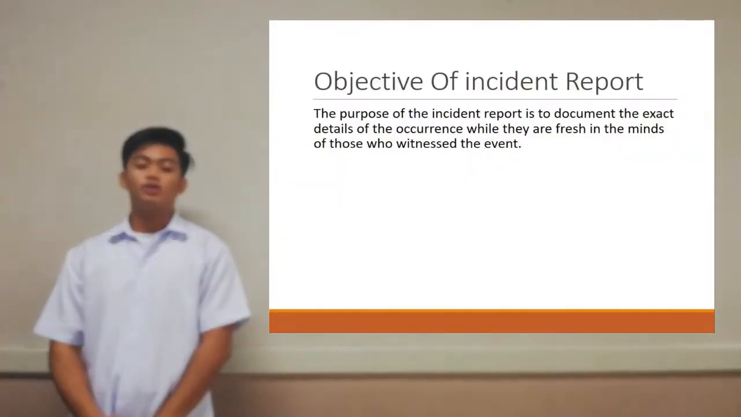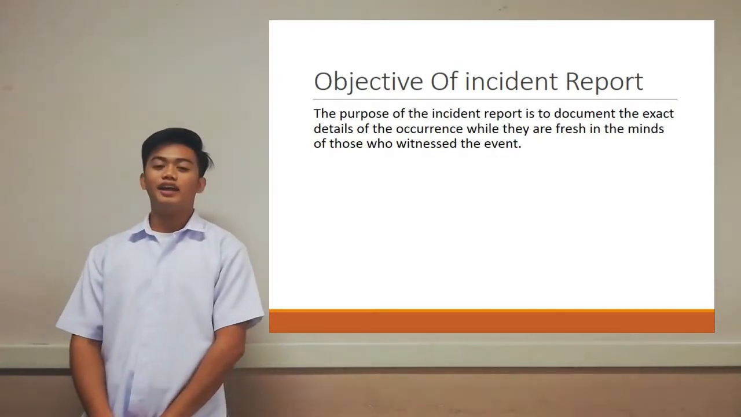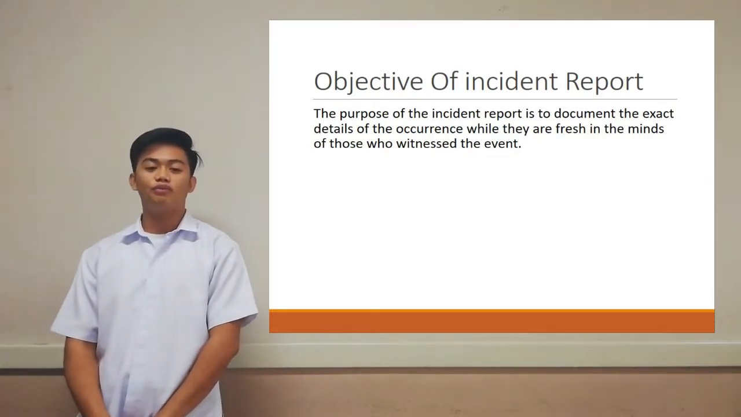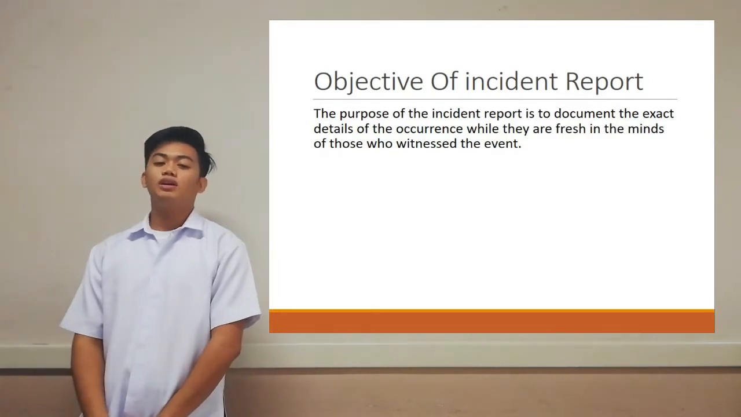That's all, thank you. Hi, my name is Kristofferson Garcia. My topic is why an incident report is important. An incident report is a form that is filled out in order to record details of an unusual event that occurs at the facility, such as an injury to a patient. The purpose of the incident report is to document the exact details of the occurrence while they are fresh in the minds of those who witnessed the event. It's an important part of client safety and quality improvement. We learn from incidents and, if possible, reduce the likelihood that they will happen again.